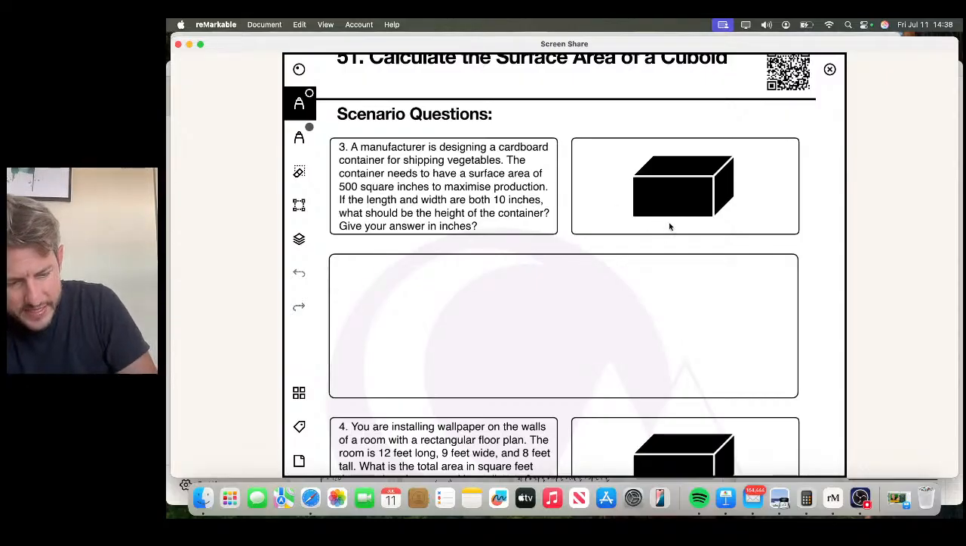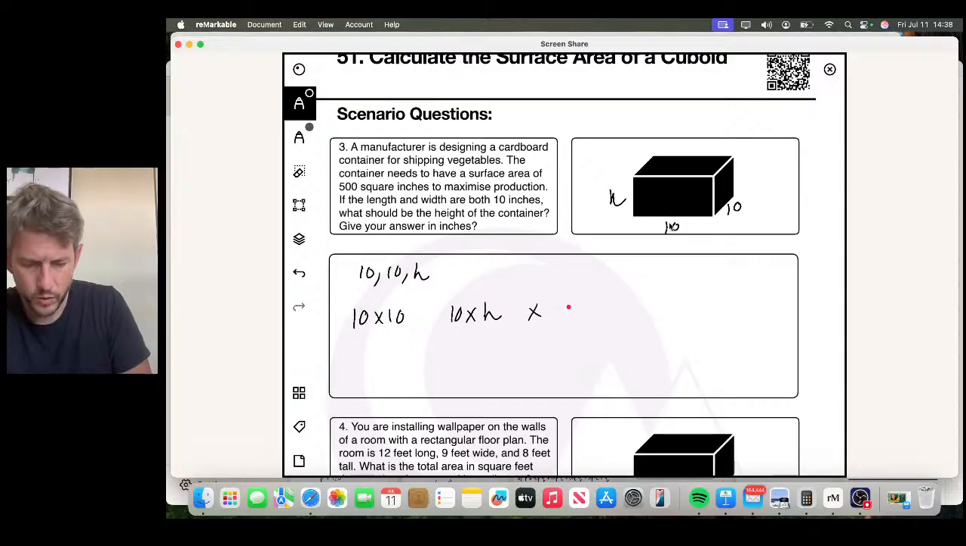Okay, so this is 10 and this is 10. We don't know the height. But we need the whole thing to be 500. So the measurements that we have are 10, 10, and h. Okay, so let's work out this. So we're going to have a 10 by 10, and then that's these two, and then we're going to have a 10 by h, and then we're going to have another 10 by 10, and another 10 by h.